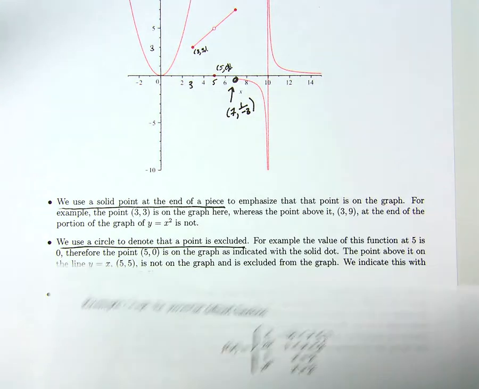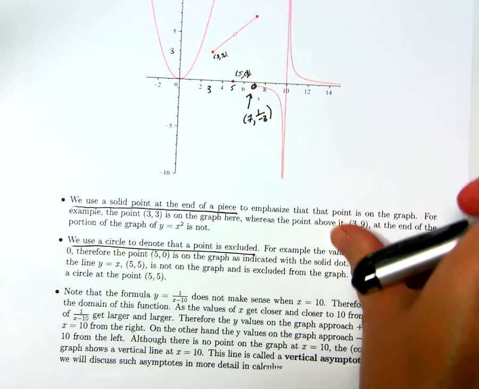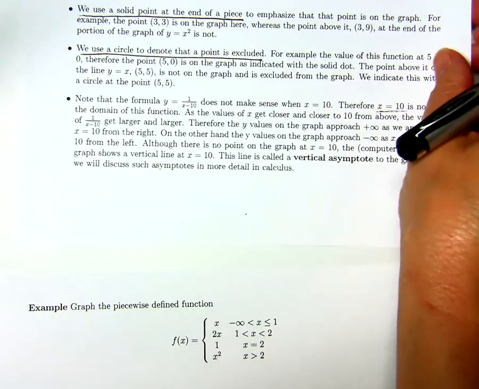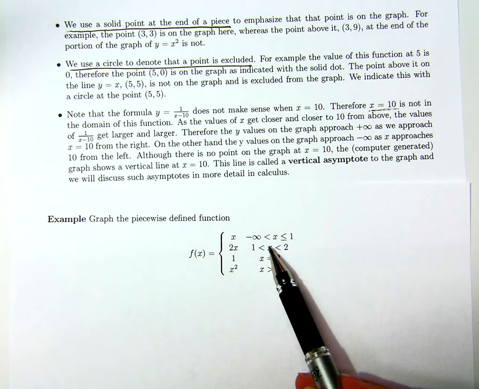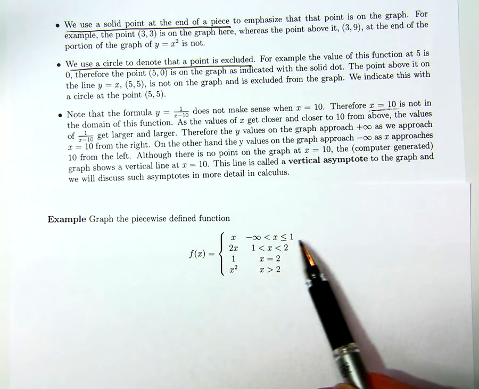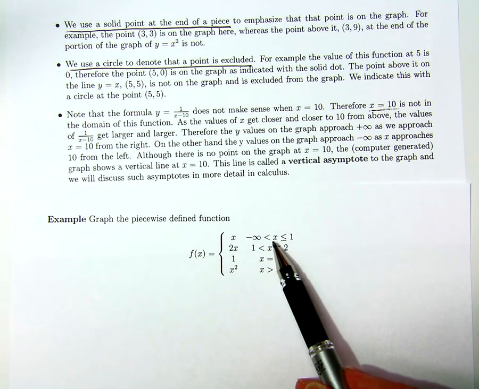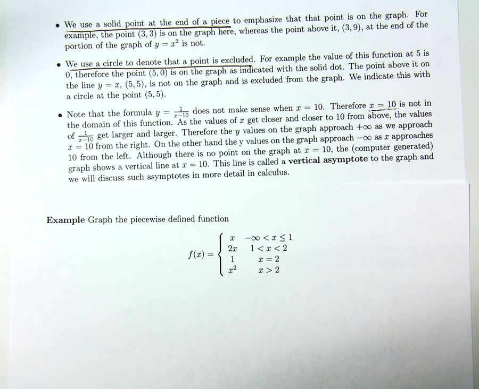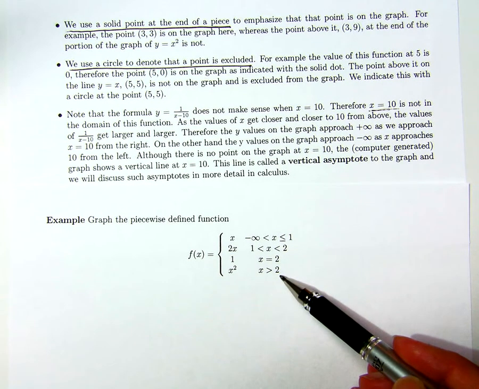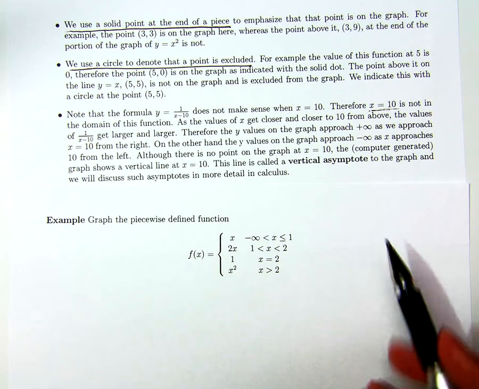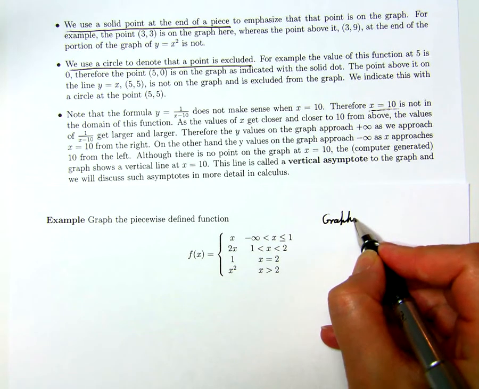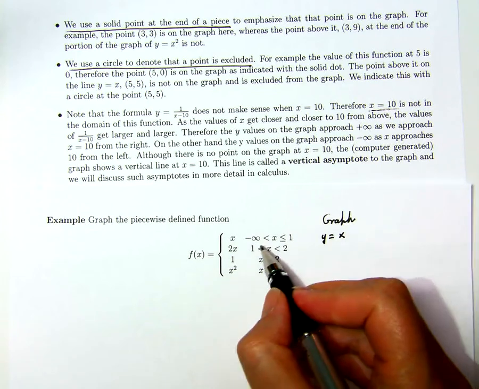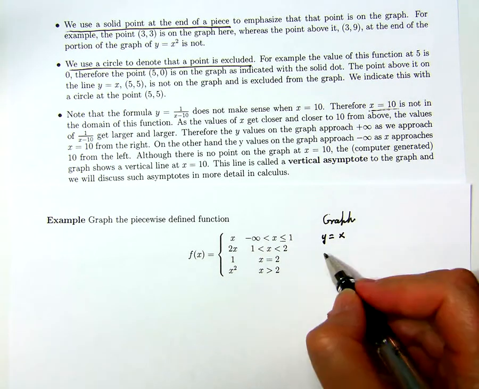For the moment, let's try to graph some piecewise defined functions, keeping in mind how we indicate when a point is left out and when it's not. Here we have a piecewise defined function. The domain of this function includes everything from -infinity to infinity. And we have 4 different formulas for what is happening. So the graph is going to be the graph of y equals x when -infinity is less than x, which is less than or equal to 1.